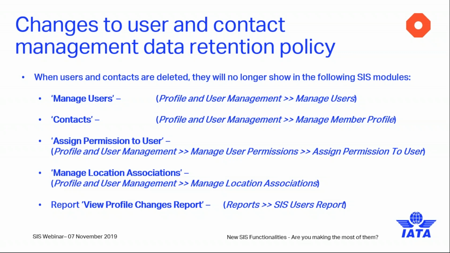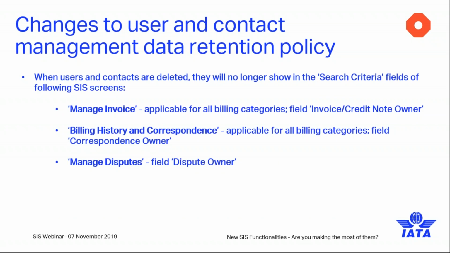If you try to assign the permission to that user, they will not be available in the pop-up box to assign permissions. They will not be available to manage location associations or assign location associations to that user. You will not be able to retrieve that user. And on your profile changes report, you will not be able to see any changes made by that user or otherwise. If you also run the SIS users report for your member account, you will not be able to view that user on the report either.